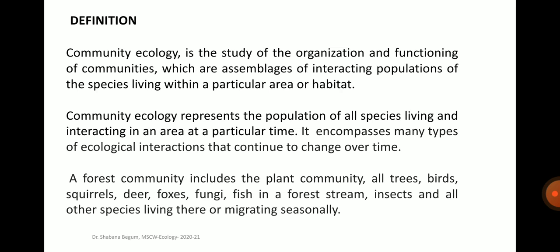Community ecology, on the other hand, is the study of the organization and functioning of communities, which are assemblages of interacting populations of the species living within a particular area or habitat. It represents the populations of all species living and interacting in an area at a particular time, and it encompasses many types of ecological interactions that continue to change over time. For example, a forest community includes the plant community, all the trees, birds, squirrels, deer, foxes, fungi, fishes in a forest stream, insects and all other species living there or migrating seasonally.